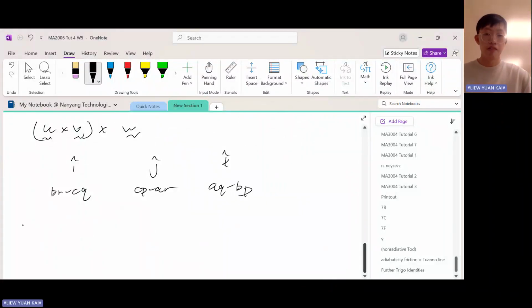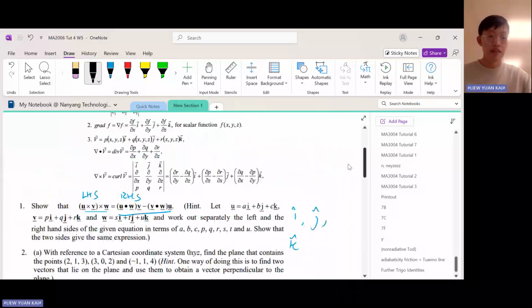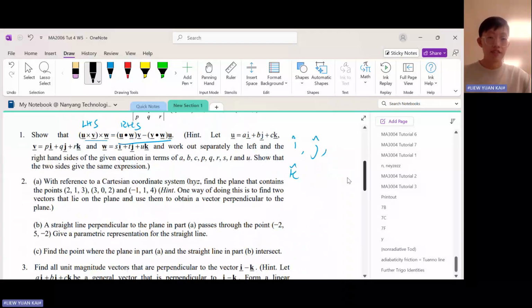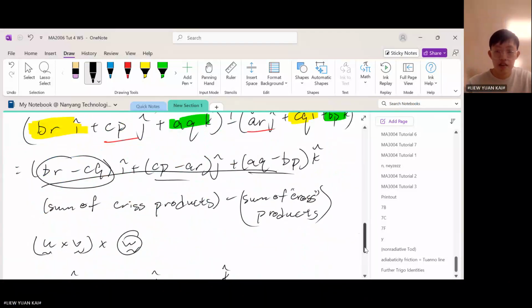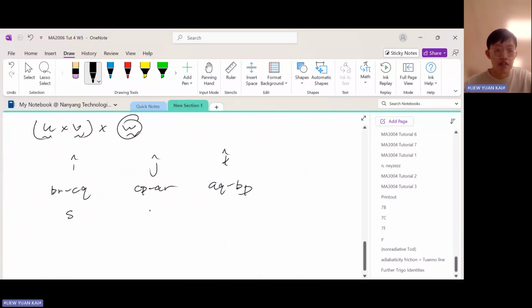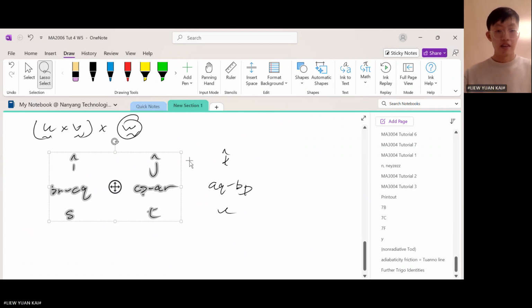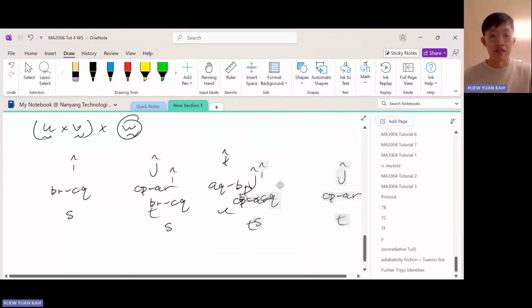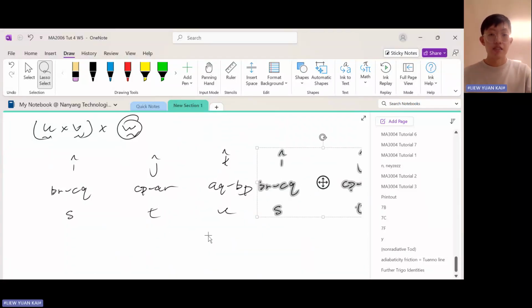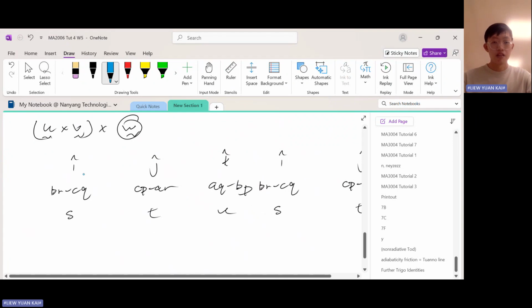Okay, then in the third row, we put in the entries of vector W, namely S, T, U. Now we need to find the determinant of this 3x3 matrix. To do that, first you copy down the first two columns and attach them to the right. Next, you need to do the crisses.